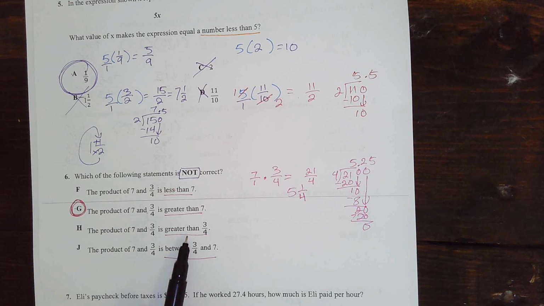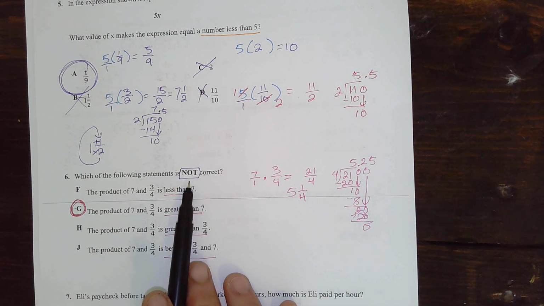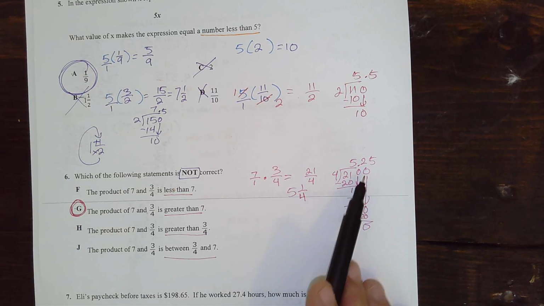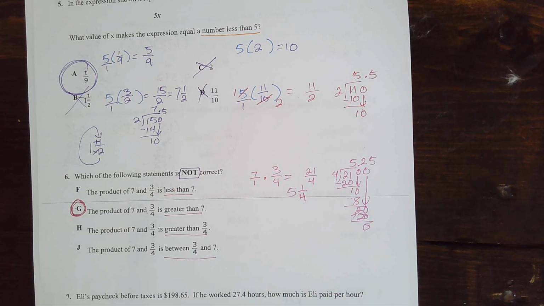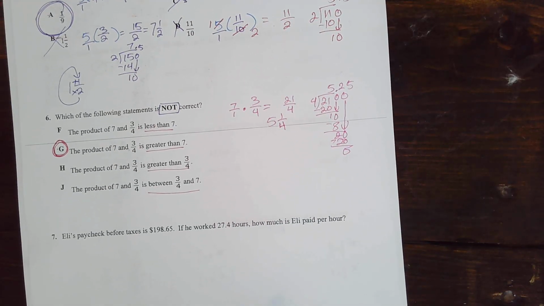Is it greater than 3/4? Yes, and that's why we can't pick it, because again they're asking for what's not correct. They're saying it's between 3/4 and 7. Well, that is between 3/4 and 7, so we can't pick it again because they're asking for what's not correct, and all three of those statements outside of G are correct.